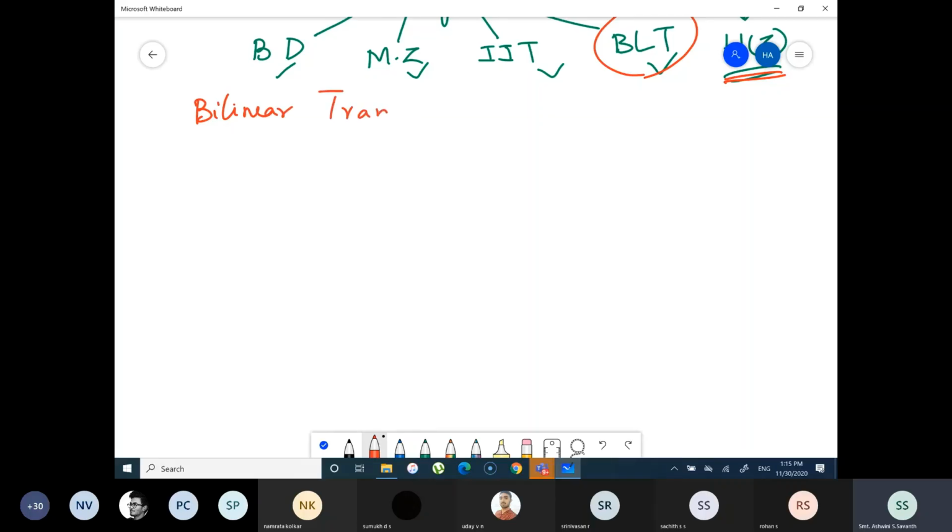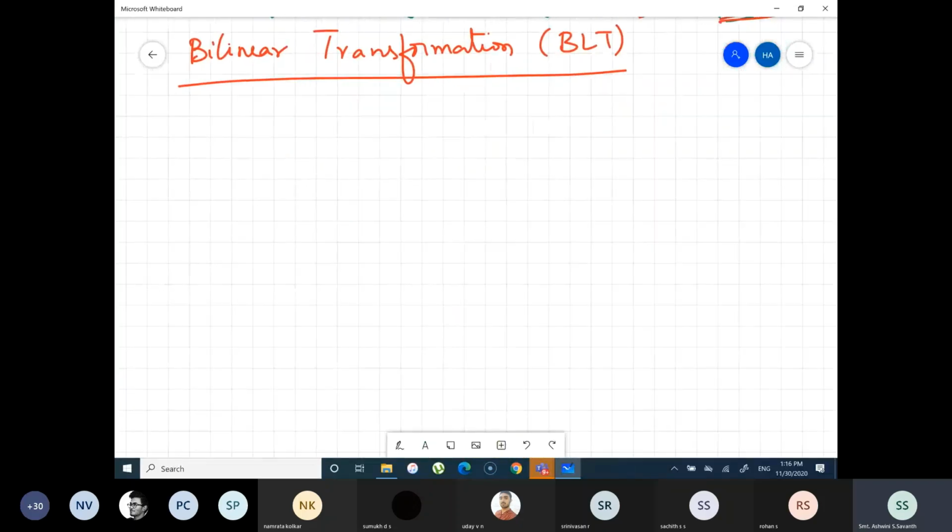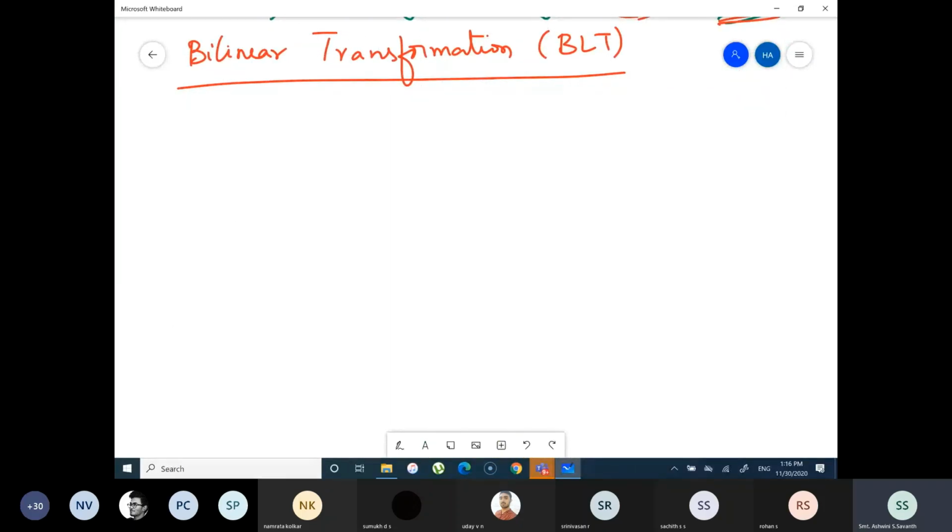Bilinear transformation. In short, it is always called BLT. BLT, bilinear transformation. So for bilinear transformation, we'll have to see the mapping from the S plane to the Z plane. When I say mapping, it's just the relationship that we are deriving between S and Z. That's all, because we want to convert H of S to H of Z.